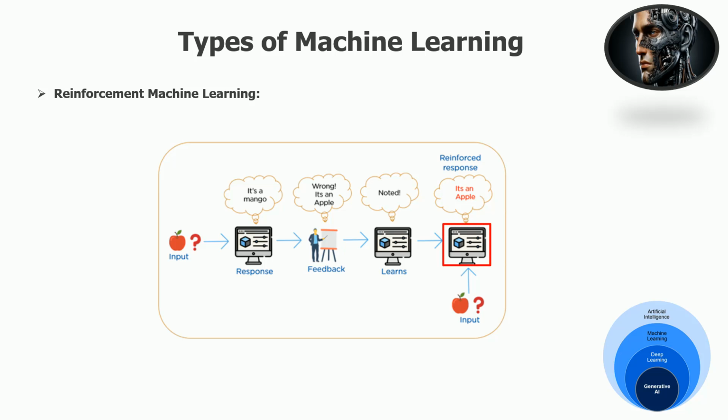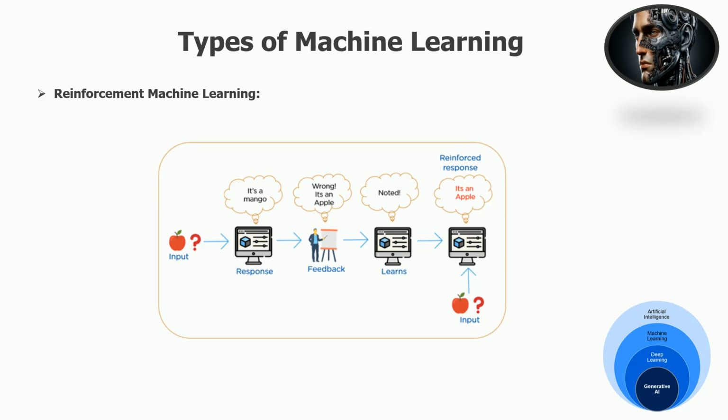Next time, if the same input or the same kind of input comes to the computer, it has already learned this figure, so it will respond that it's an apple. This kind of learning is known as reinforcement machine learning.